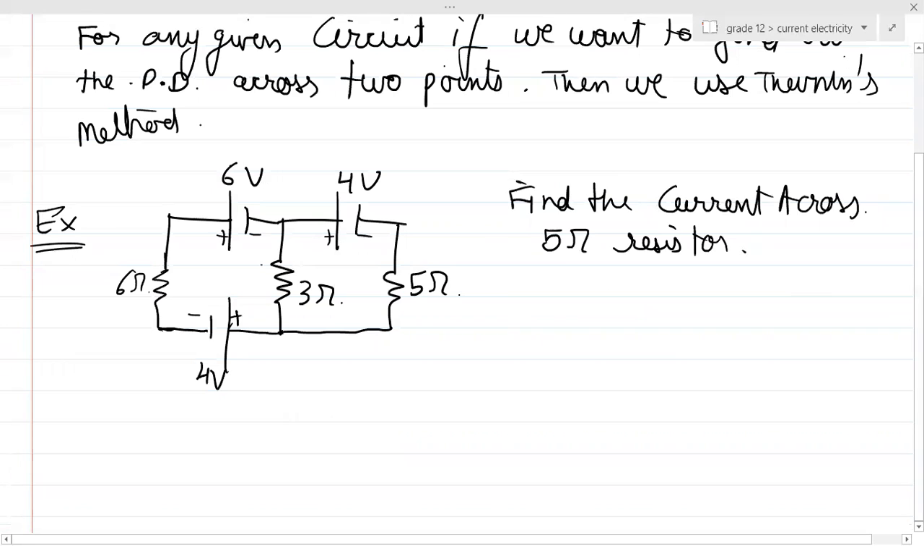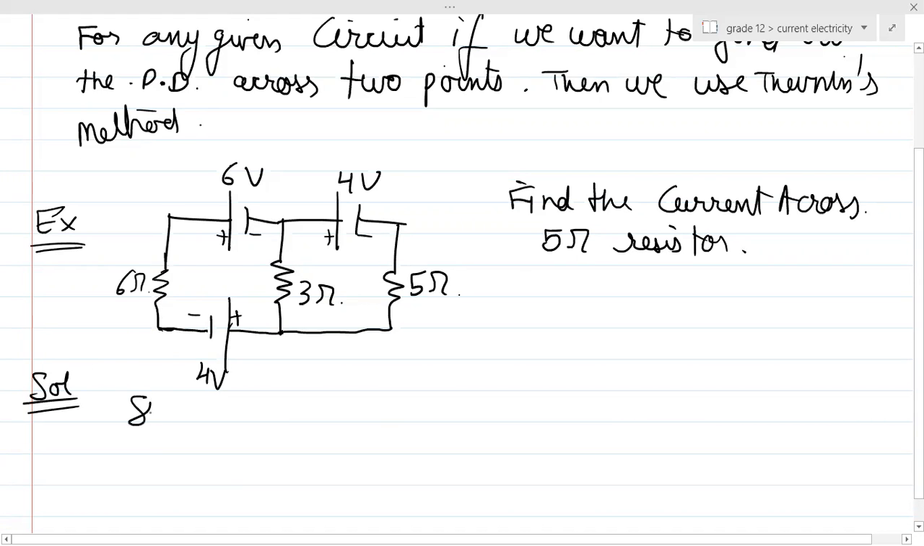Thevenin's method will be used somewhere in the maximum power transfer theorem and in RC circuits as well. So we'll try to do exactly with the help of this particular thing. See, whenever it is just a pure resistive circuit, batteries and pure resistors are there, you can use KVL. It's easier, right? This method will be helpful for solving RC circuits.